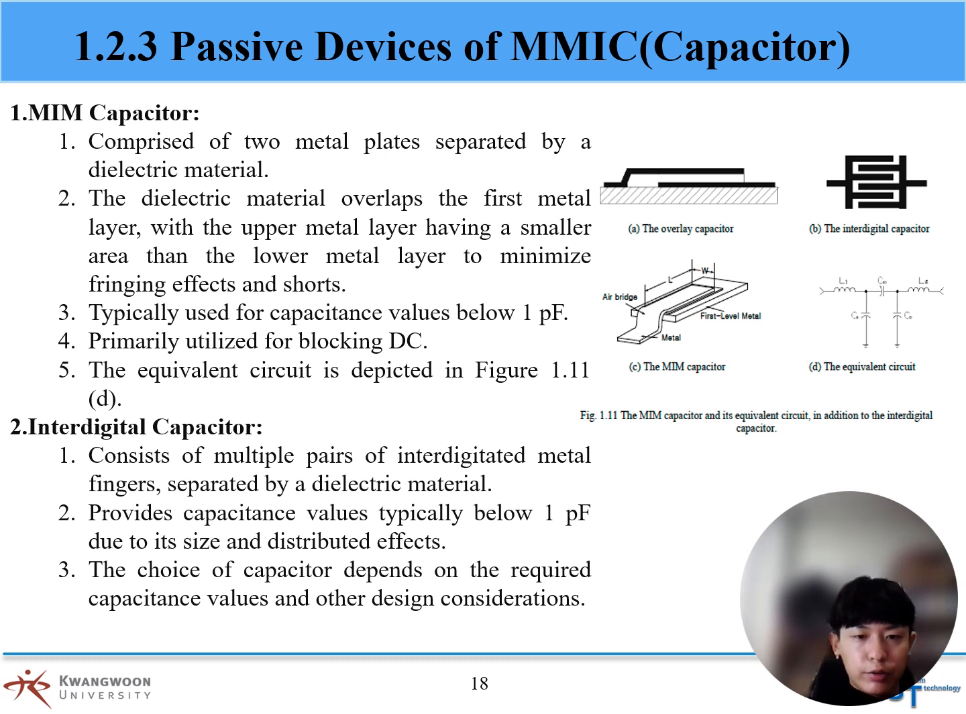The equivalent circuit is depicted in Figure 1.11. The next is the interdigital capacitor. It consists of multiple pairs of interdigited metal fingers separated by a dielectric material. It provides capacitance values typically below 1 pF due to its size and distributed effects. The choice of capacitor depends on the required capacitance values and other design considerations.